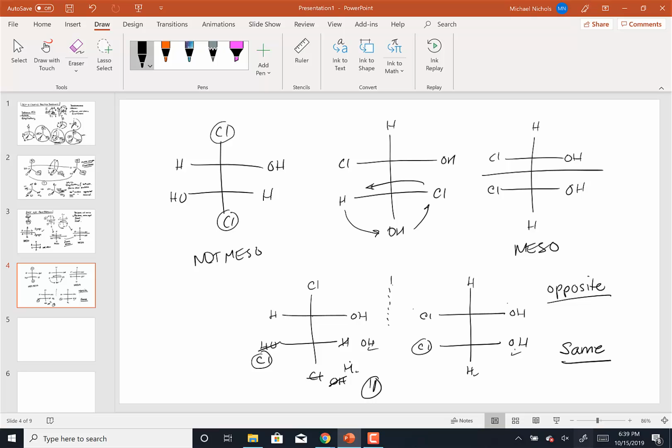Okay. So I have to look at each carbon and determine, are they the same or do they have the opposite configuration? What I found is that in this case, the top carbon has the opposite configuration, the bottom carbon has the same configuration. At least one chiral center is opposite. At least one chiral center is the same. What's the relationship between these molecules? They are diastereomers.